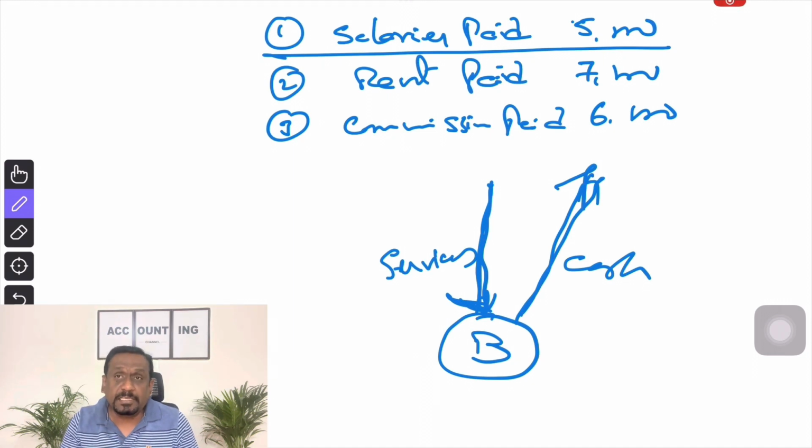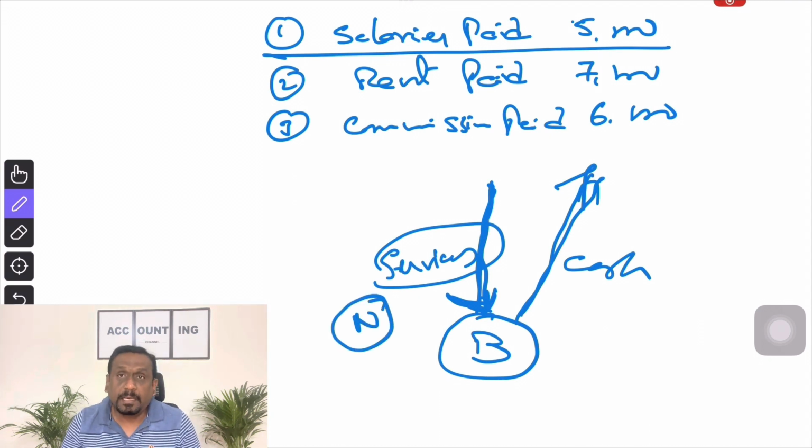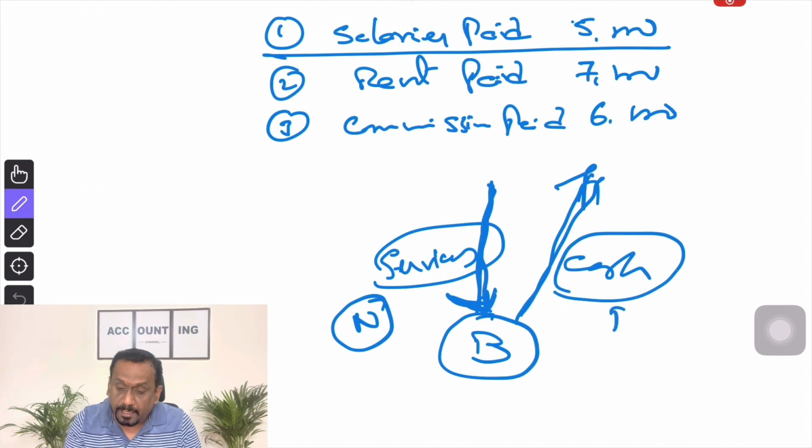Again I am repeating. What do you mean by expenditure? Any amount paid for the services received is an expenditure. Here what are the services we are receiving? Employee services. Employees providing their services to the business. So this is an expenditure, right? When we receive the services, that will be considered as an expenditure, right? So this expenditure comes under nominal account. Clear? Cash comes under real account.